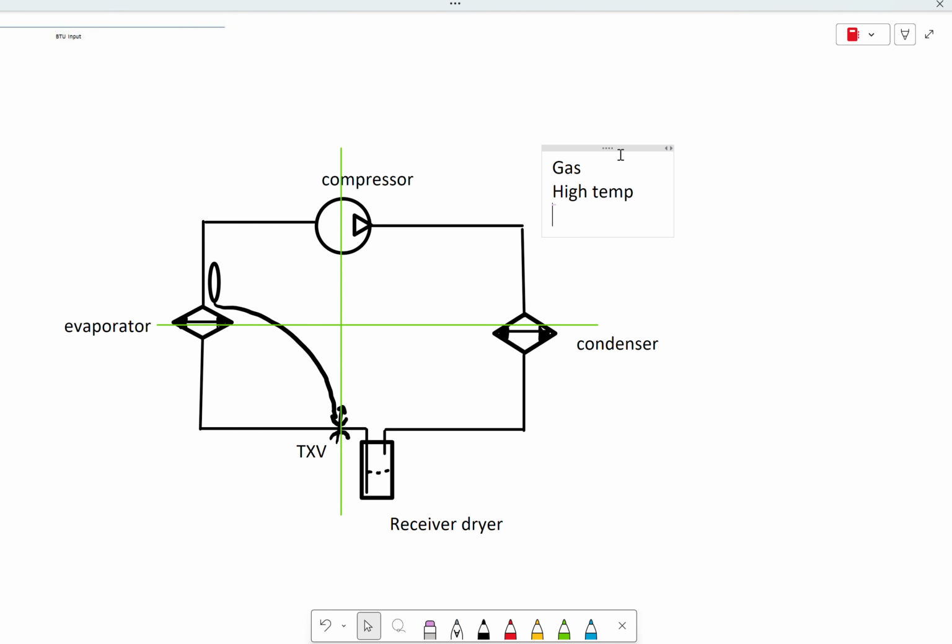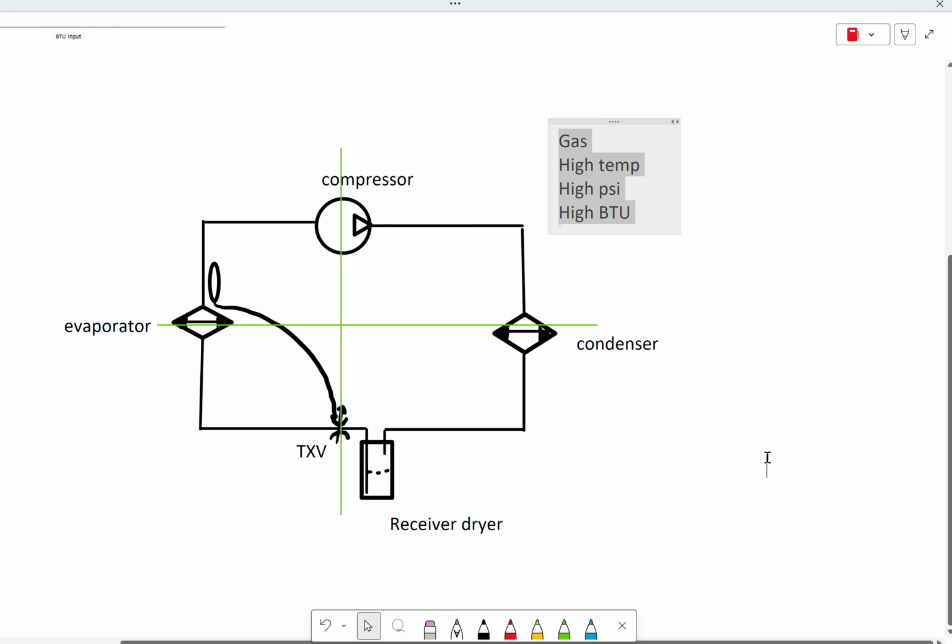If I was to look at the pressure, is this likely going to be the spot where the pressure is more or less the highest in the system? Well, yeah, because it's coming right out of the compressor. So a high pressure, high temperature gas. Okay. What about the amount of heat energy in that refrigerant? It's going to be high BTUs, yeah. So it's a gas, high pressure, high temperature, high BTU.